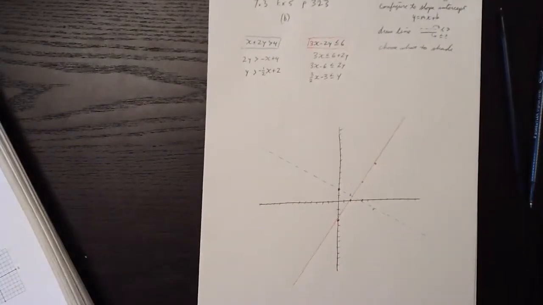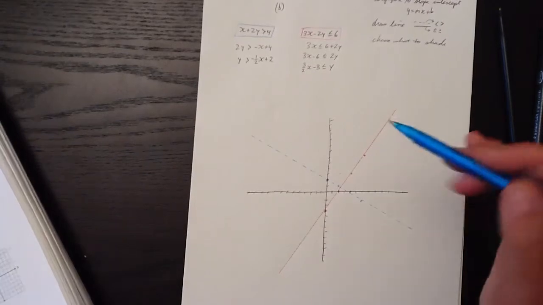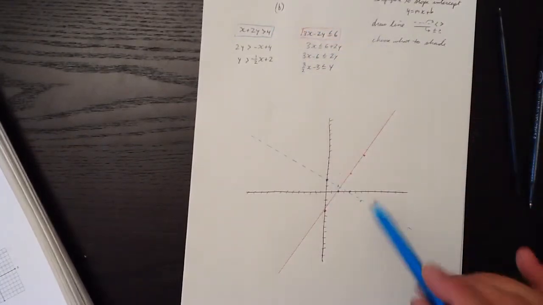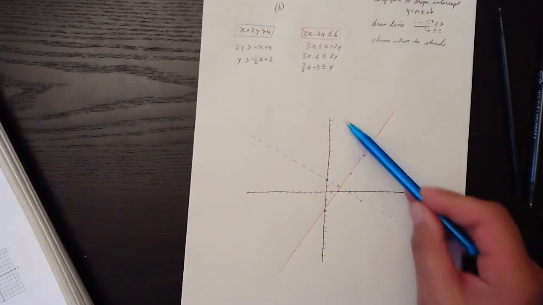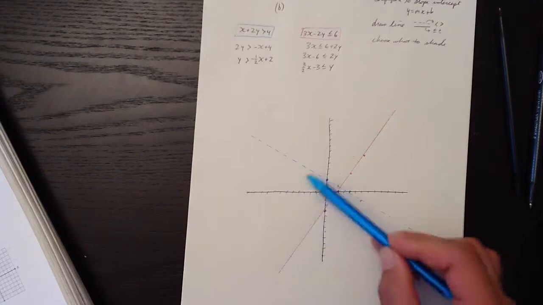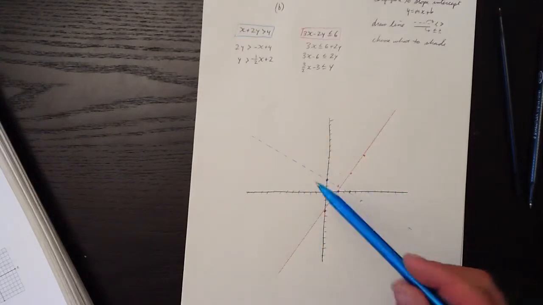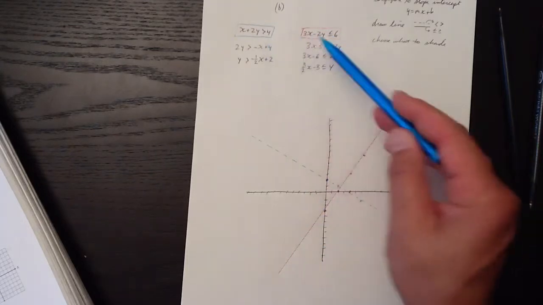So now I've got the lines on the page. It's a matter of deciding what to shade. And I'm looking for a solution set for both of these. So I have 4 potential areas. There's this area, this area, this area, and this area. I'll just refer to them as quadrants because there are 4 of them. And one of those 4 quadrants is the solution set common to both of these.